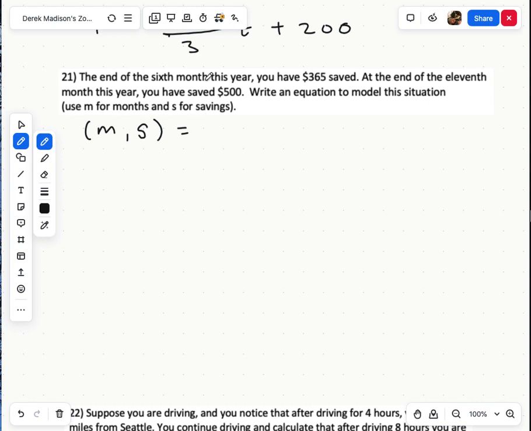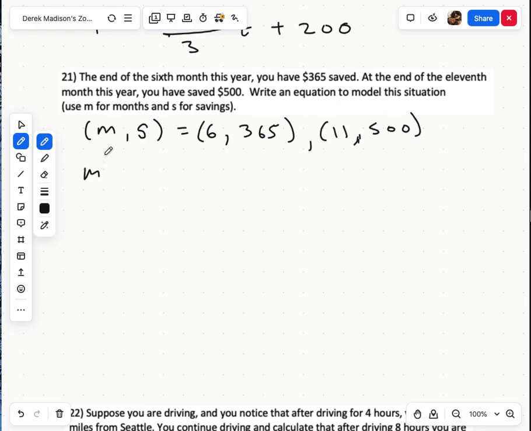So again, I like to just write out those points. So when the months are 6, the money is $365. And in the 11th month, the money saved is $500. So we'll find our slope, and then we'll use a point and the slope to get our equation. So like I said, once you get the hang of how to solve these, it's pretty consistent. The trickiest part is just getting those points out of the verbal description given.